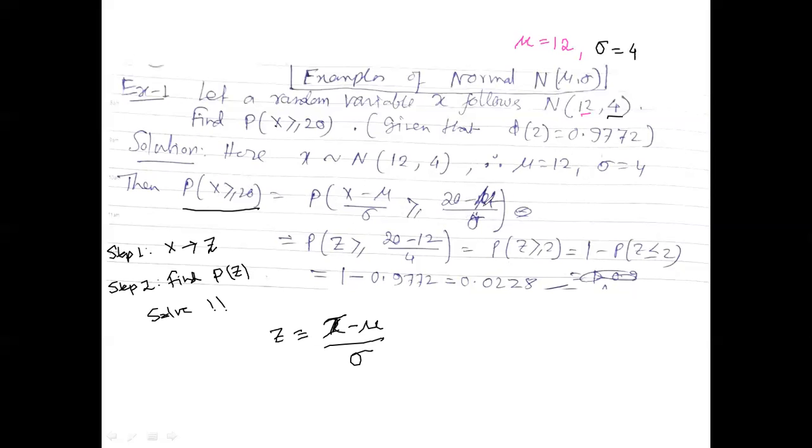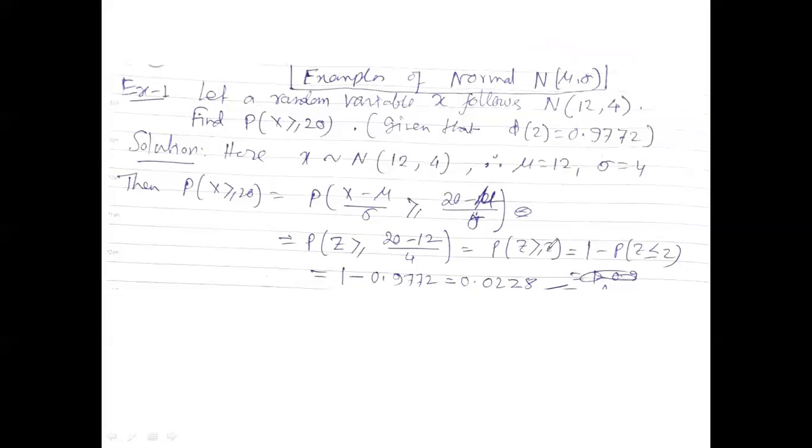We already know there are two parameters, sigma and mu. So write mu as 12, that is given here, and sigma is 4. By calculating, we get z greater than or equal to 2. That is, z greater than or equal to 2 is given.